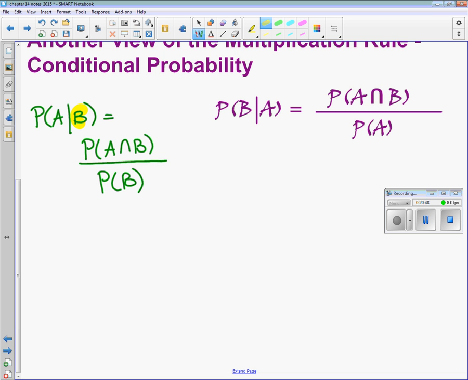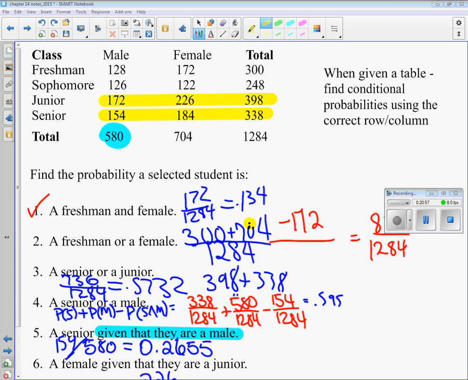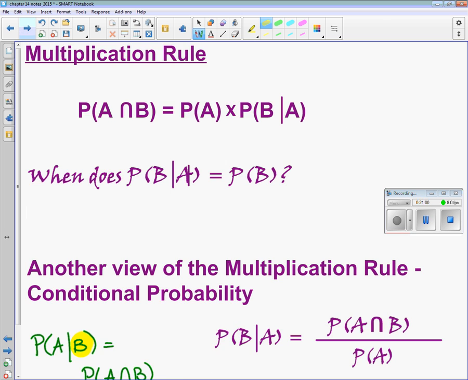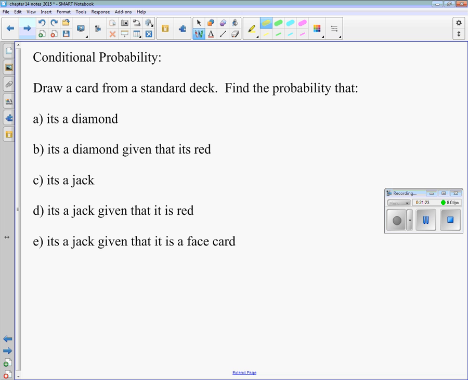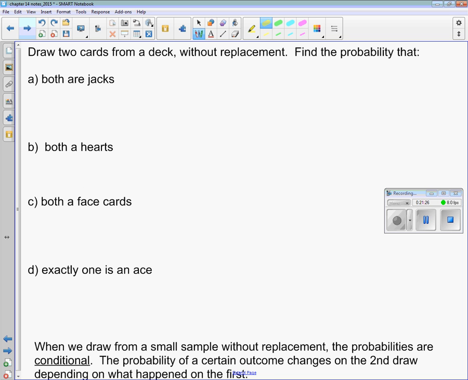It is okay to write it either way. What's important is the given that. Remember, this is read A given B. What follows the given that is always what you divide by. We did that in the contingency table, didn't we? We're going to do that here in the formula as well. Okay? So you can write it any way you want. Just remember, what follows the given that is what you divide by. All right. Let's look at some problems where that's going to happen.